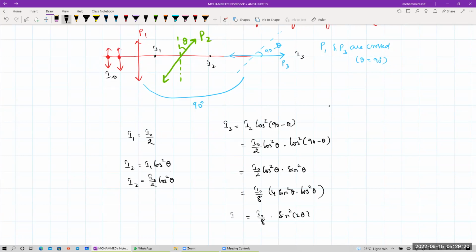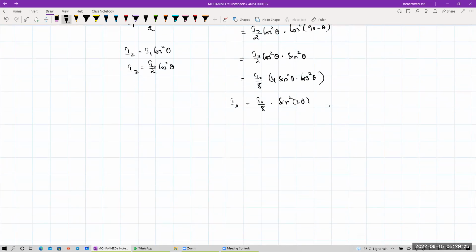This is your I3. Now when will this become maxima? I3 will be maximum when sin 2 theta value is how much? 1. That means 2 theta value must be equal to how much? 90 degrees. That means theta must be equal to 45 degrees. So that is the way we get the questions based on this one for the given conditions.